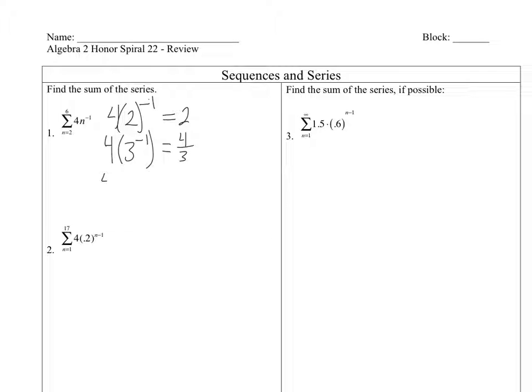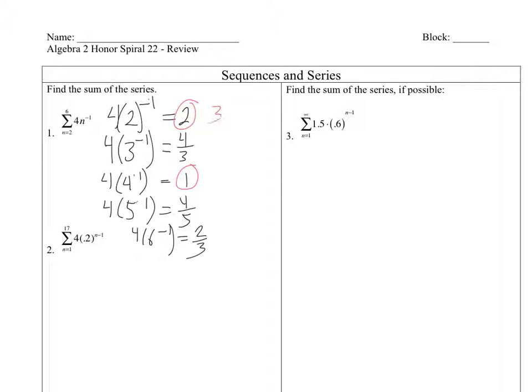And then we're going to have 4 times 4 to the negative 1, which is 1. 4 times 5 to the negative 1, which is 4 fifths. And 4 times 6 to the negative 1, which is 4 sixths or 2 thirds. And I add these things up, so we've got 2 plus 1 is 3. 4 thirds plus 2 thirds is 6 thirds or 2.